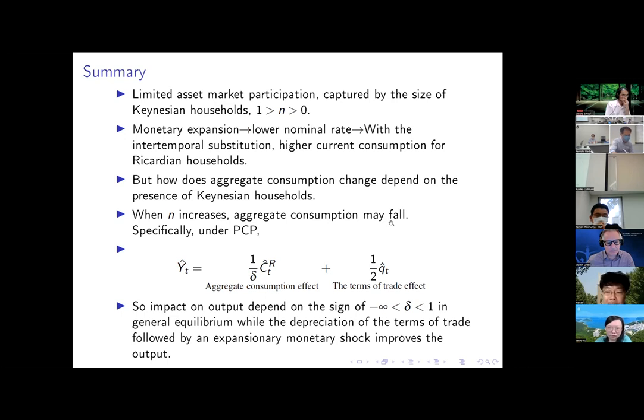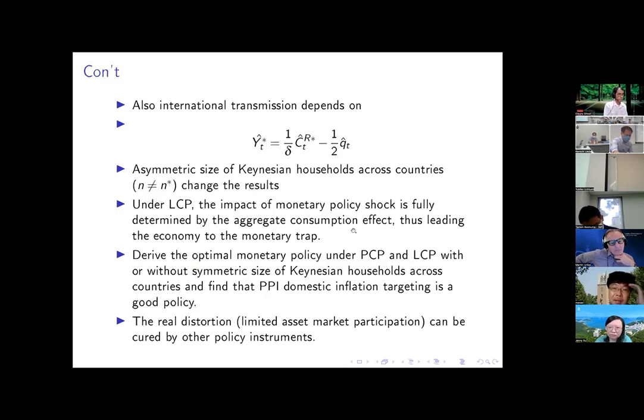Okay. So different from the closed economy setup, monetary policy can be free from the monetary trap. In closed economy, monetary policy tends to be really ineffective because of this first term due to the presence of the Keynesian households. But in open economy, it somehow mitigates the monetary trap phenomena. And it changes also the transmission of the policy to foreign countries, depending on these very similar setups.